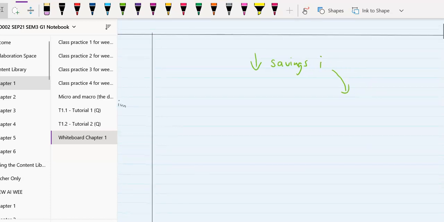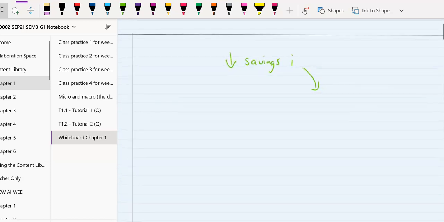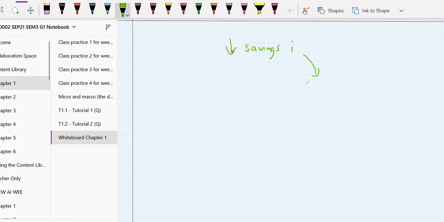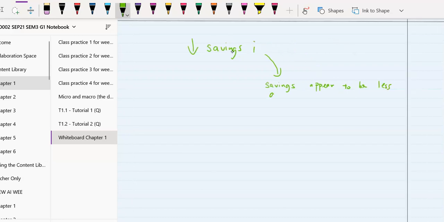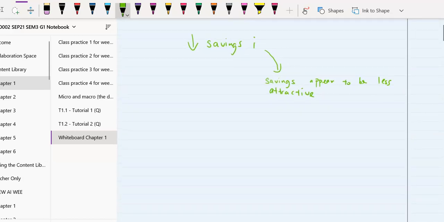Always remember to paraphrase and make it more interesting. Now I would say savings appear to be less attractive. Right, expansionary is always a good thing, so I use green color. However, of course, every good thing and bad thing, they will have the opposite effects as well. But we are going to talk about that next time. So savings appear to be less attractive.